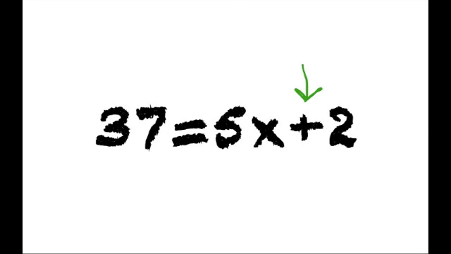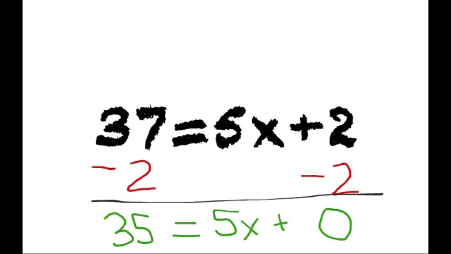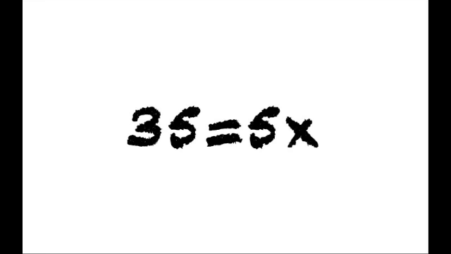Now we want to think about that second principle, which is the opposite operation. Well, the opposite of add is subtract. So we want to subtract 2 from both sides. And the reason why we subtract 2 from both sides is, well, we can think back to that scale where we had to keep the scale balanced. Subtracting 2 from both sides keeps it balanced. So if we subtract 2 from 37, we get 35. And if we take 5x plus 2 minus 2, we are just left with 5x because 2 minus 2 equals 0. So we're left with 35 equals 5x.